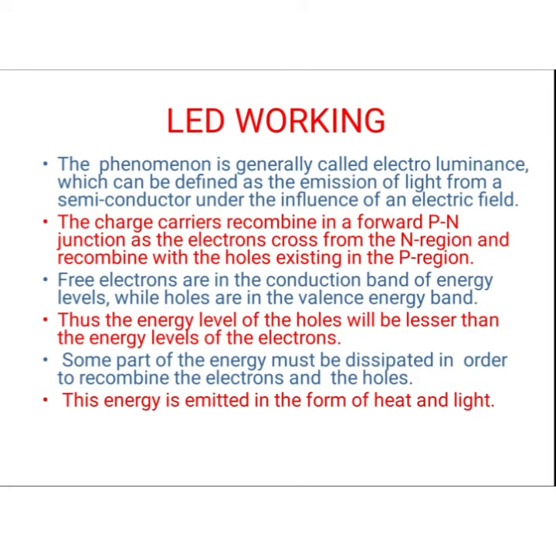Now let's see how LED works. The phenomenon used is called electroluminescence, which can be defined as emission of light when the junction is in forward bias. That is, electrons and holes cross the barrier. Once they cross the barrier, there are chances that recombination occurs near the barrier. Once the recombination occurs, light will be emitted near the junction.